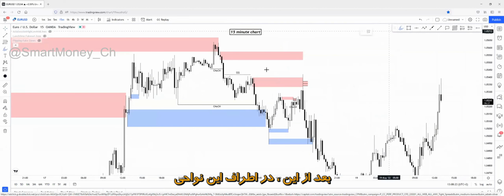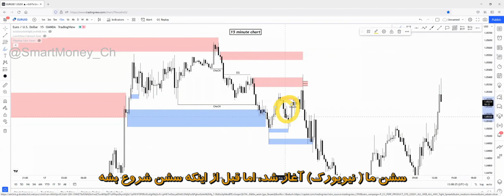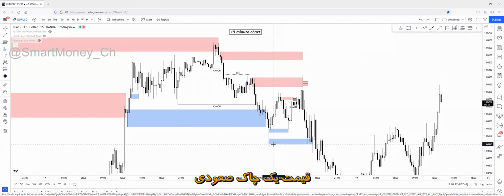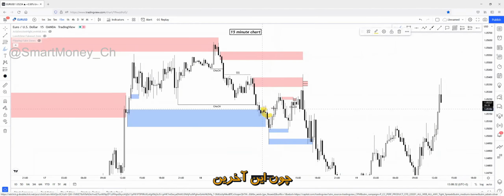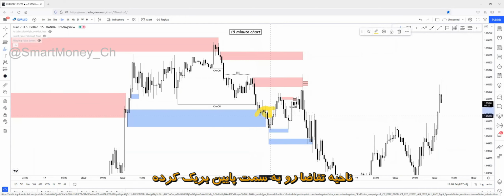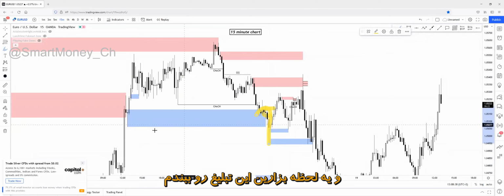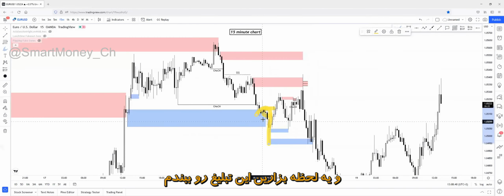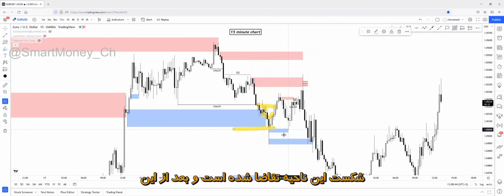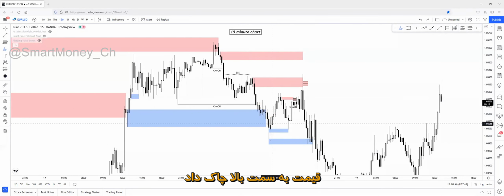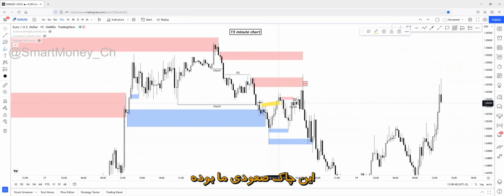Okay, after this, somewhere around here, our session has started. But before the session started, price exchanged character to the upside on the 15-minute chart, because this was the last recent supply zone that caused the demand break to the downside and the overall liquidity sweep to the downside. So this supply zone has caused the break of this demand zone. And after this, price exchanged character to the upside. In this movement to the upside, there was a change of character and also a liquidity sweeping movement.